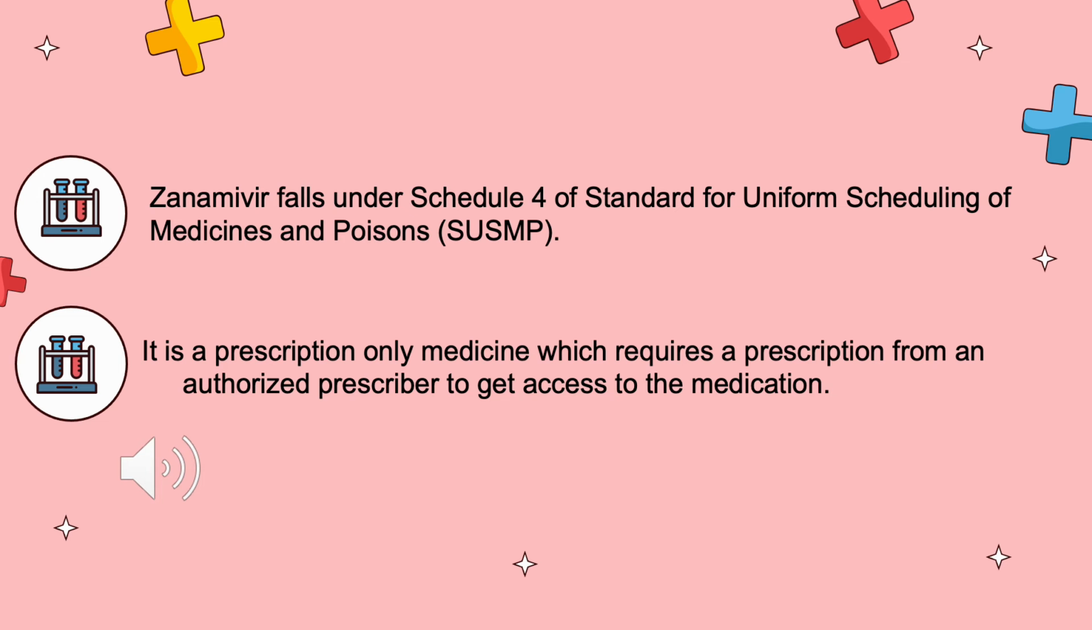Moreover, Zanamivir falls under Schedule 4 of the Standard for the Uniform Scheduling of Medicines and Poisons (SUSMP). It is a prescription-only medicine which requires a prescription from an authorized prescriber to get access to the medication.